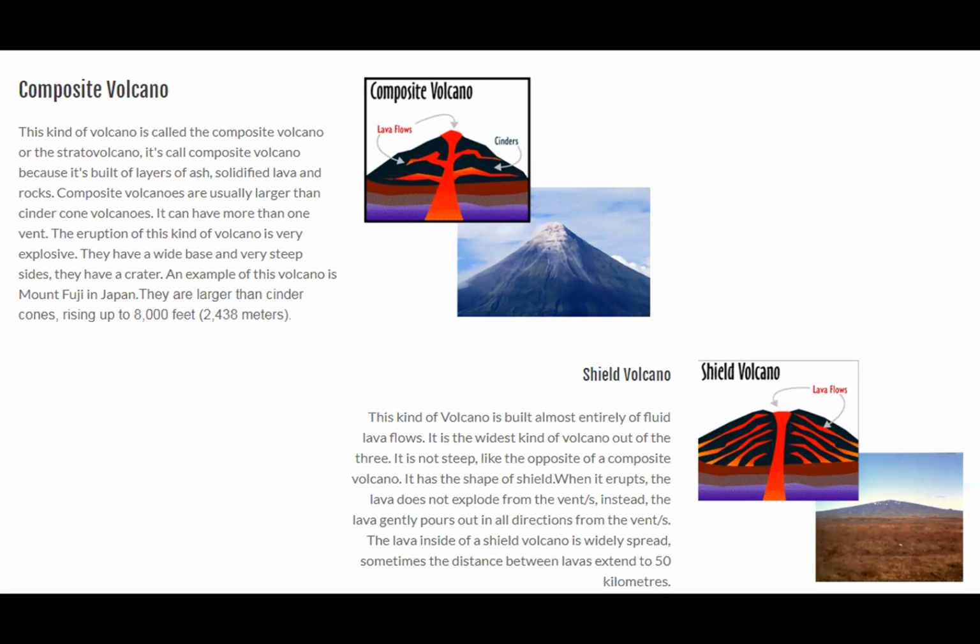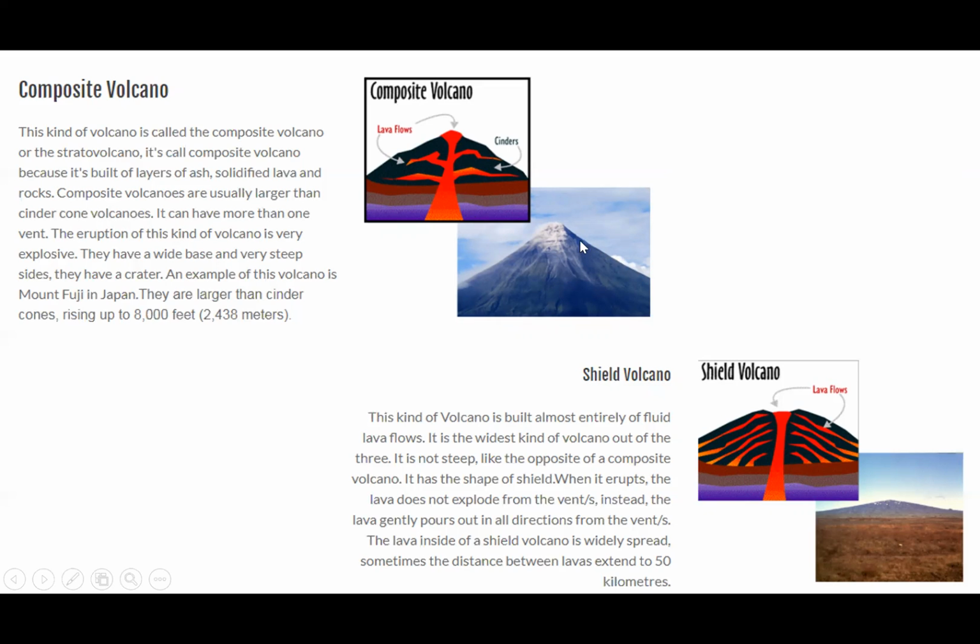And these volcanoes, they're very explosive. So they literally go off with a bang. They explode. They're very, very violent. They tend to have quite wide bases, quite steep slopes. So it's pretty cool. They're quite good to climb. And not if it's erupting, obviously. And this one you can see here, this is Mount Fuji, which is in Japan. And it's one of the most famous volcanoes.